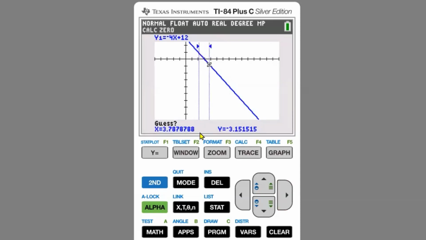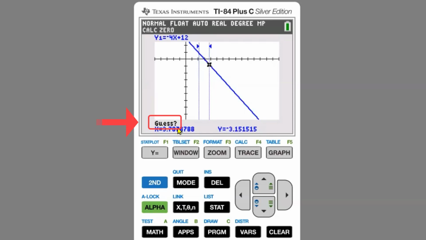So notice it gives us kind of, on my calculator anyway, these two lines. On yours, it may just give these two arrows pointing inwards. And basically that's saying, you want us to find that x-intercept in this interval. Because remember, not all equations are lines. There could be 7 x-intercepts. So you're going to tell it which one you want it to find.